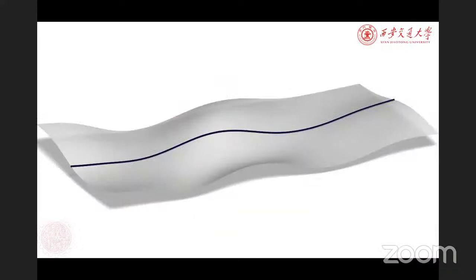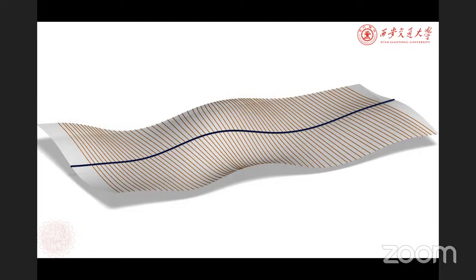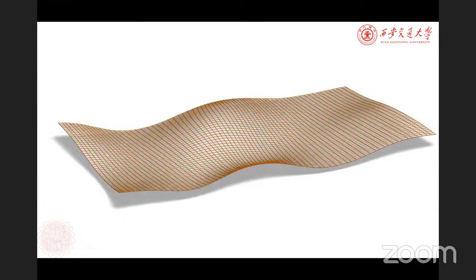So for a given reference surface, we can prescribe a guiding curve, and then we can sample some vertices on this curve and trace the pseudogeodesics. And then we connect these pseudogeodesics with a quad mesh, and similarly we generate the curve pleated structure.